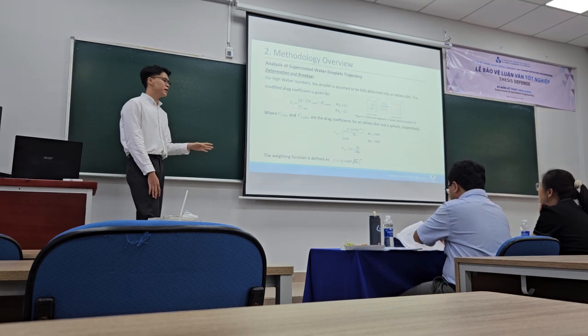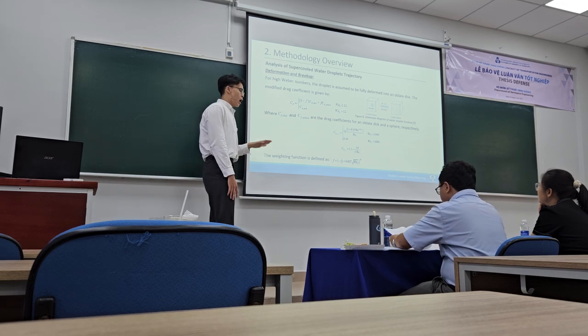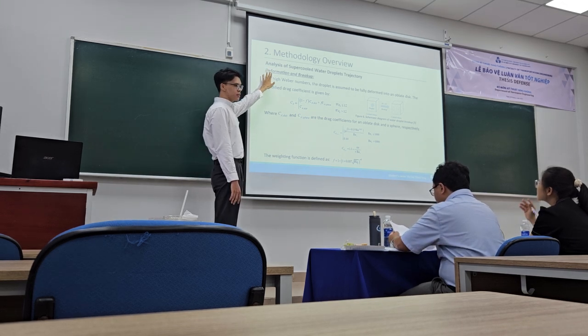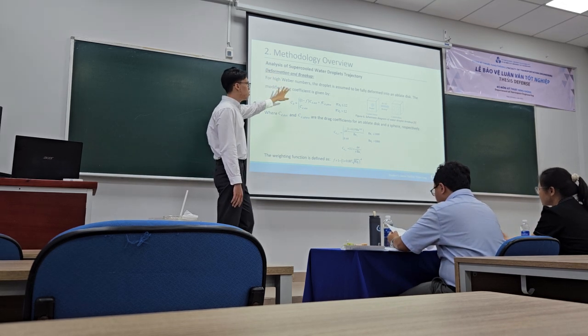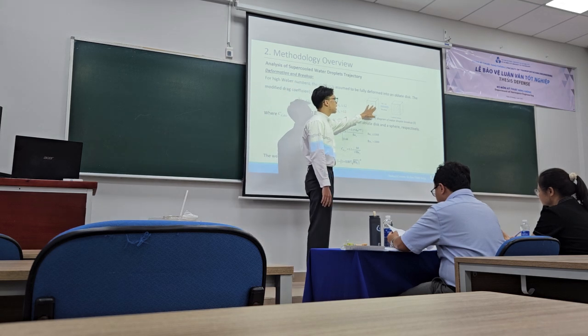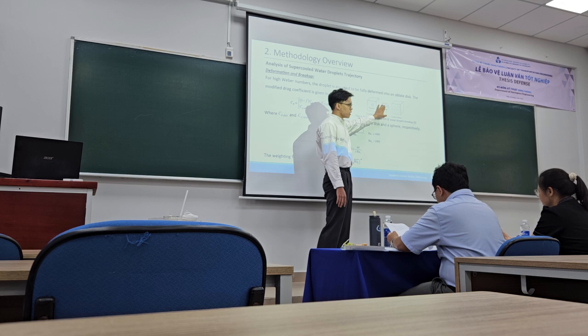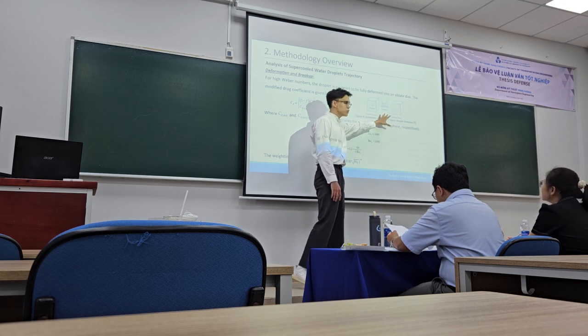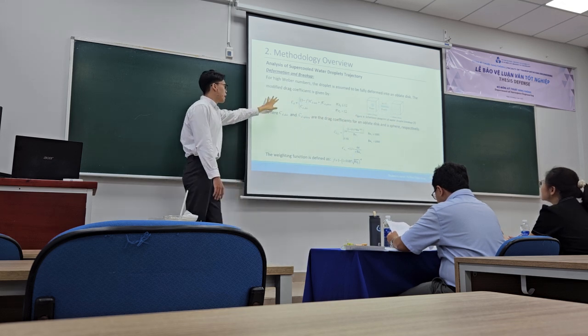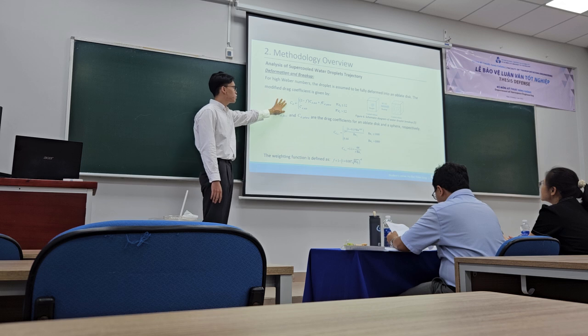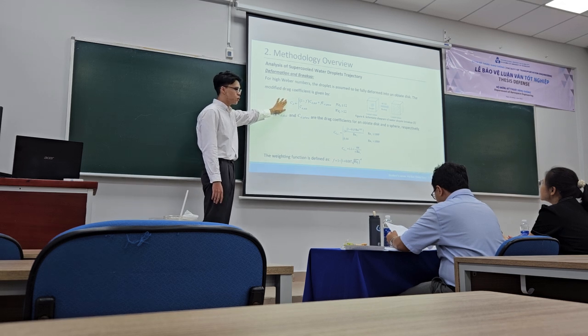Next, this is the characteristic of the superconductor droplet: deformation and breakup. As you know, when a superconductor droplet moves in the air and the Weber number is larger than 12, it will break into smaller droplets. And this is the big difference between the superconductor droplet and the small droplet.